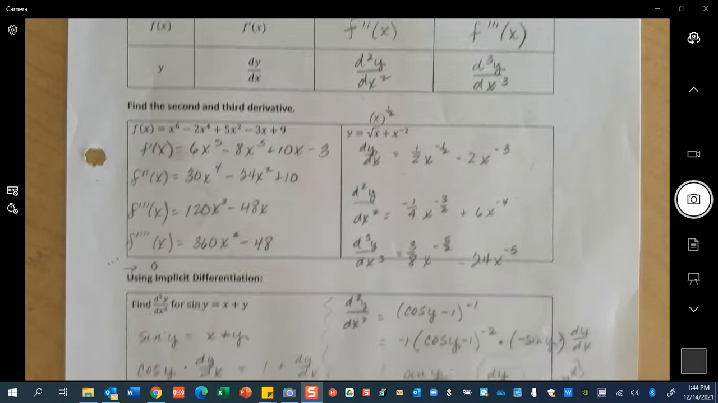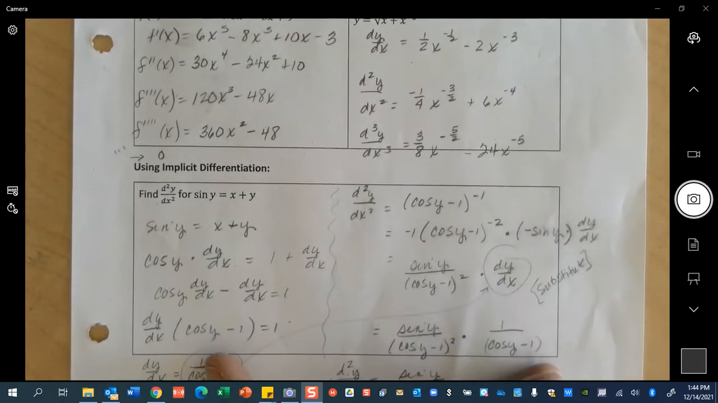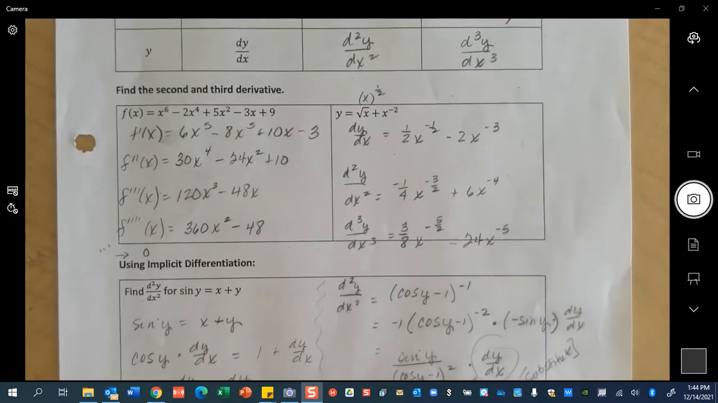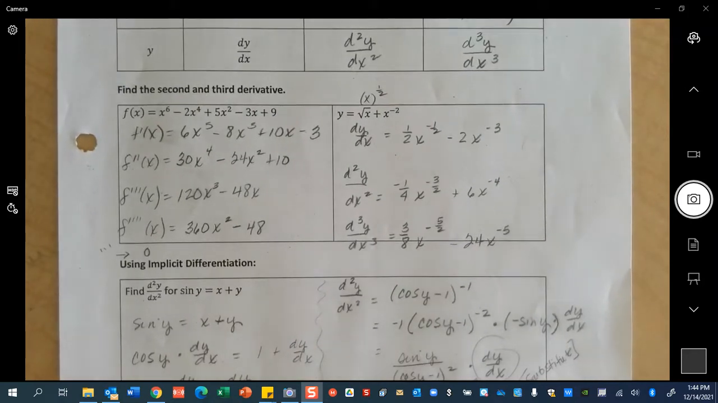Finding my second and third derivative. Here's the difference between explicit and implicit. If it's an explicit function, y is already explicitly solved for. So there's really nothing for you to remember because you're not taking the derivative of y. So if it's an explicit function, with higher order derivatives, you're just finding the derivative of the derivative of the derivative, no big deal.